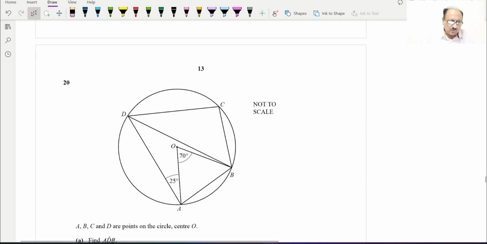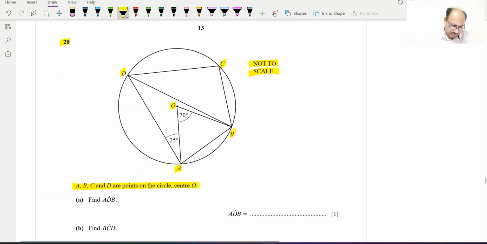Now question number 20, and it is a circle theorem question, and they have provided a diagram which is not to scale. A, B, C, D are points on the circle, center O, this is center O, and the points A, B, C, and D are on the circumference. Find angle ADB.